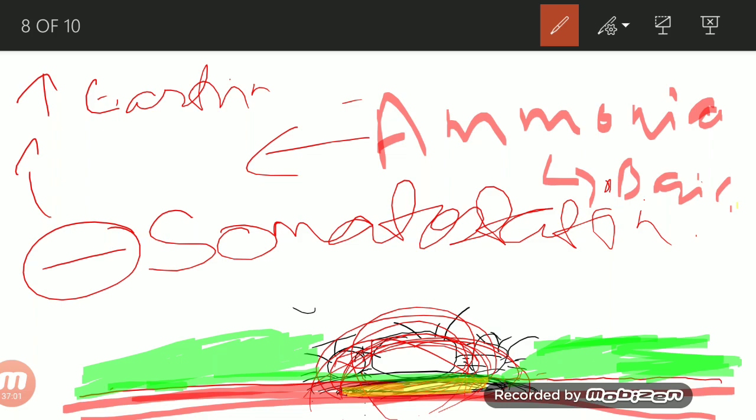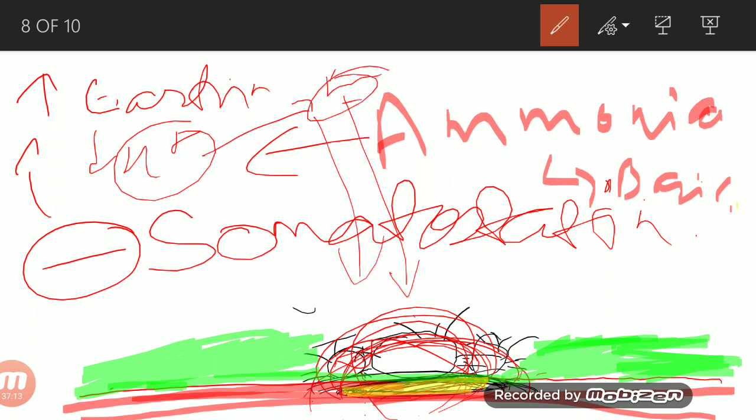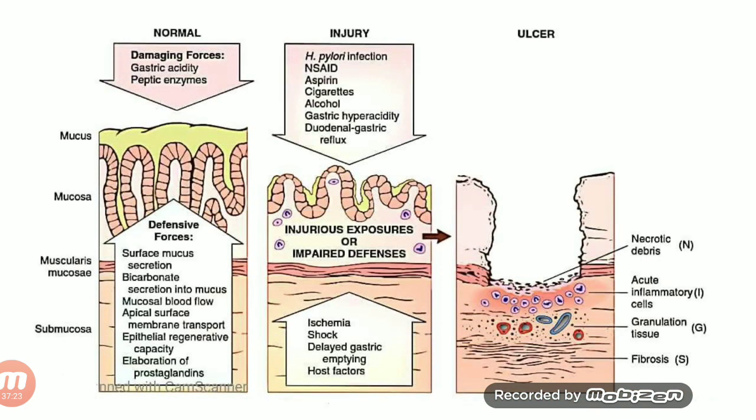If there is increased secretion of gastrin, the H plus ion secretion is also going to increase. So H plus ion getting secreted more means more acid being produced. So this acid will again in turn cause further damage. So this is basically how your H. pylori helps in the formation of your peptic ulcer.